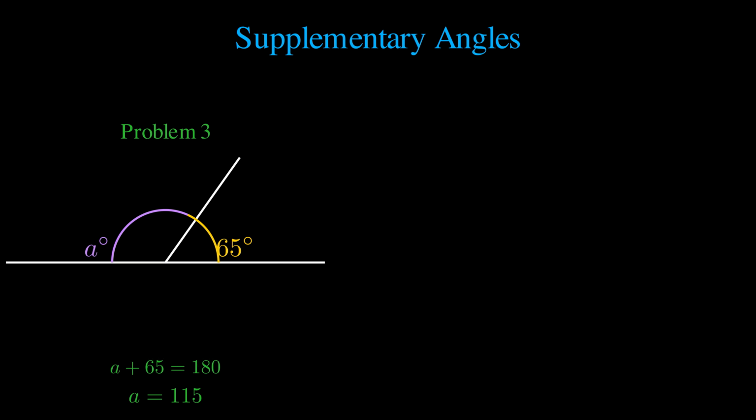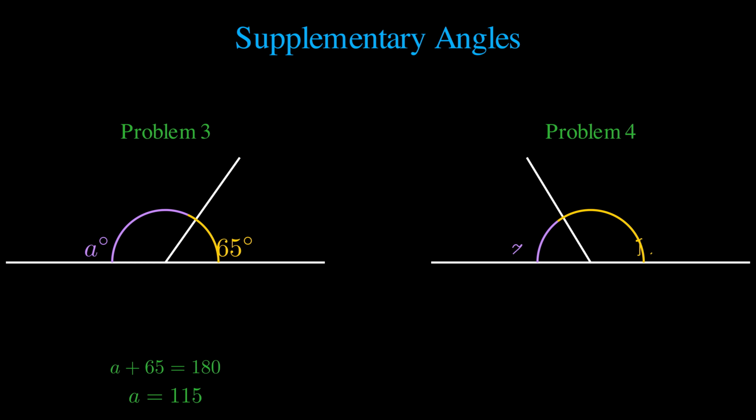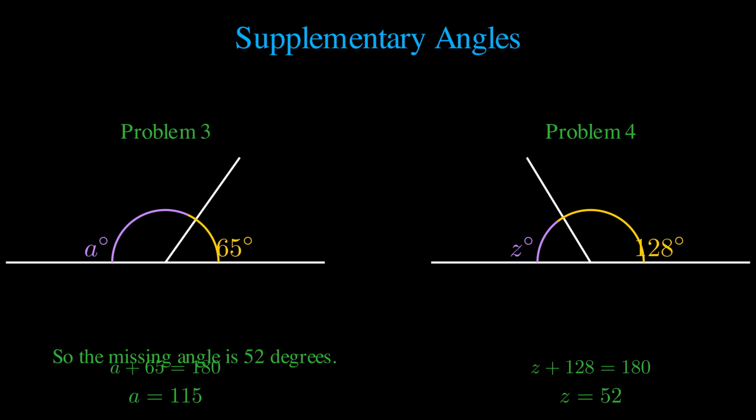Now let's move to problem 4. Again, we have angles forming a straight line. So again, the angles must add to 180 degrees. This time, one angle is 128 degrees, and the other angle is labeled with the variable z, which we need to find. 180 minus 128 equals 52. So the missing angle measure is 52 degrees.